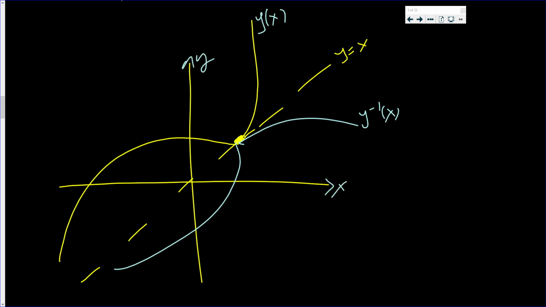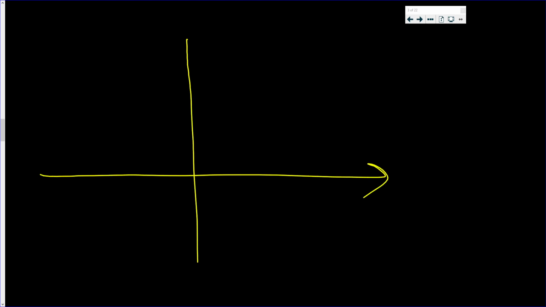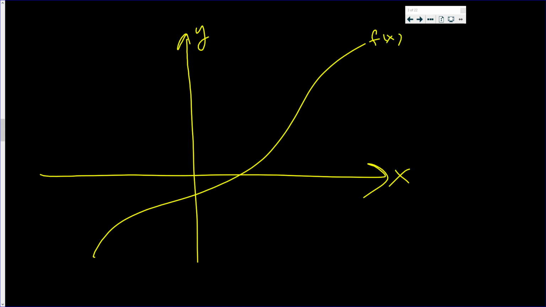Now, another way of figuring out exactly what the graph looks like, and I couldn't mean more than exact. If you want to know exactly what the graph looks like, the inverse. Now, since this graph is 1-to-1, it passes the horizontal line test. This is f of x. Well, do two things. One, interchange x and y.